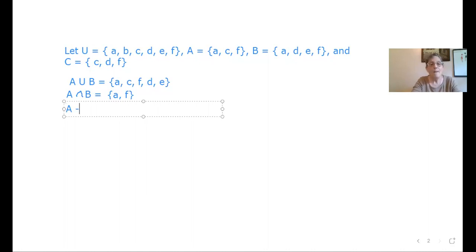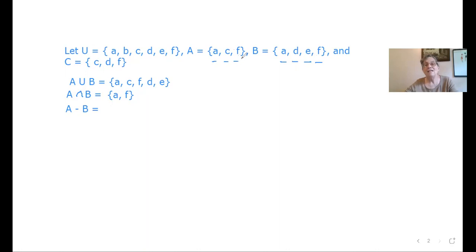What about A minus B? What about the difference of these? We would take set A, which is a, c, and f, and remove anything from that which is also in set B. Notice that A contains the little a, the c, and the f. B contains the little a, so that's going to have to go. d doesn't matter, e doesn't matter, f.